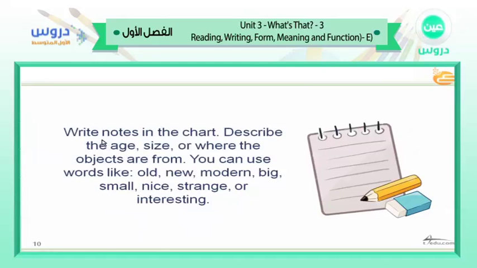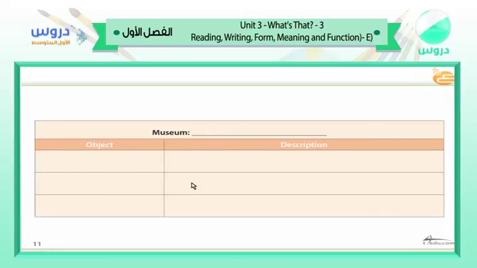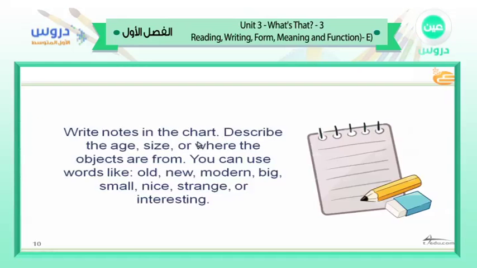Okay, now write notes in the chart. This is a chart. Write your notes and describe the age, size, or where the objects are from. You can use words like old, new, modern, big, small, nice, strange, or interesting.